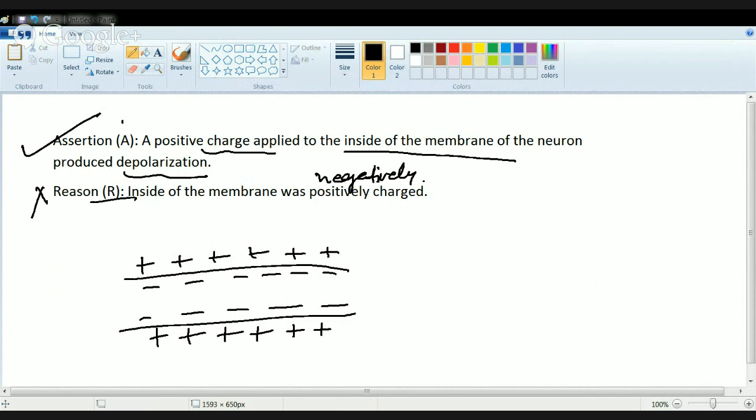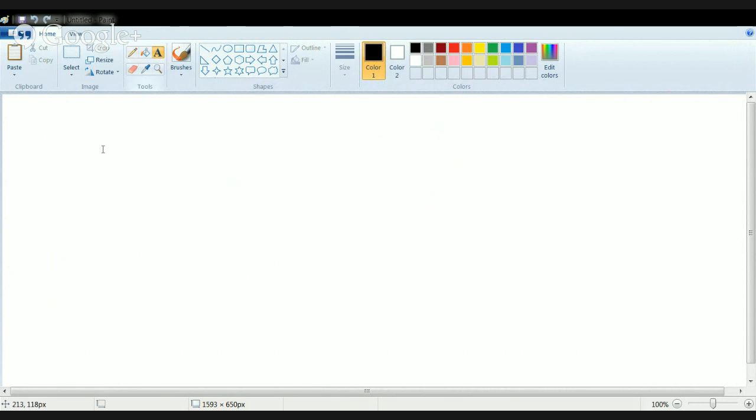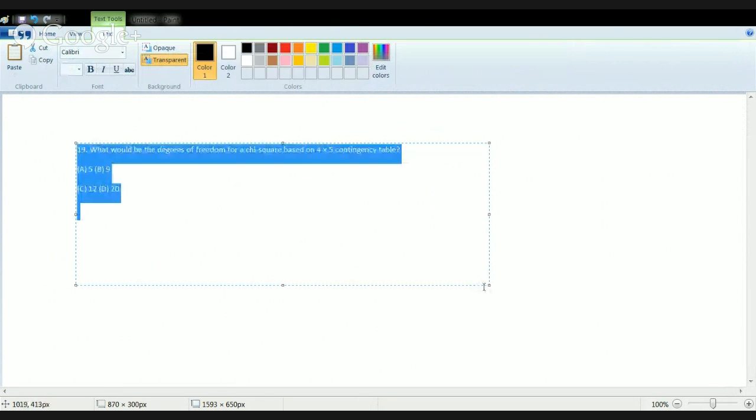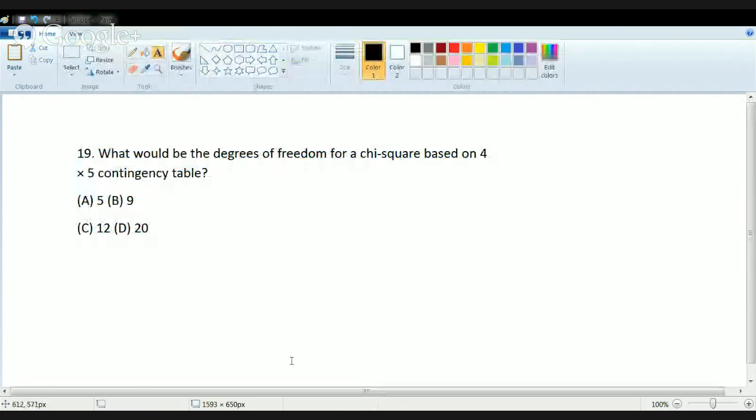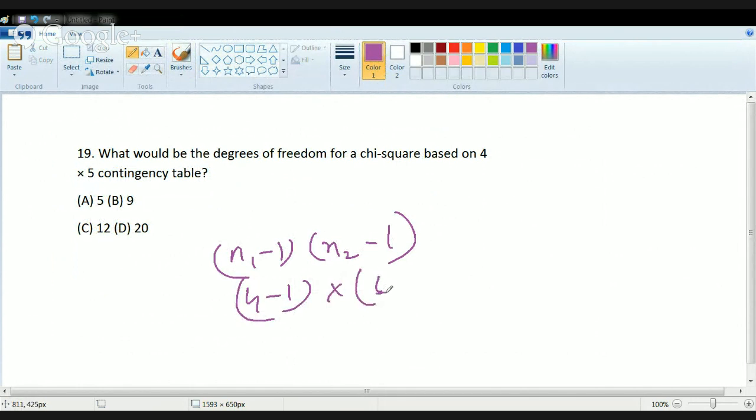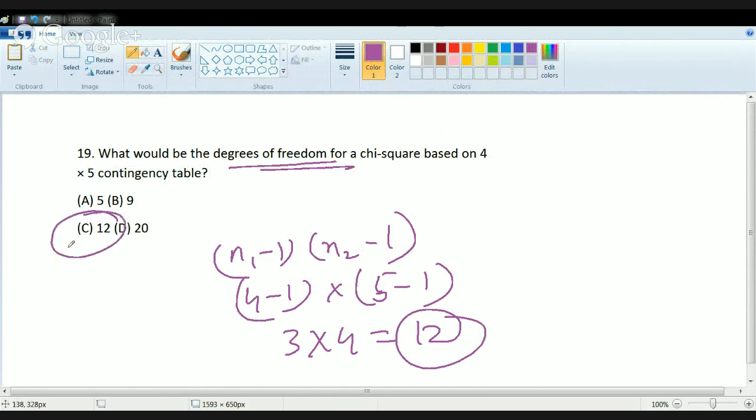The next question is finding the degree of freedom for a chi-square test. Now you have a chi-square table. For a chi-square contingency table, the simple formula to find the degree of freedom is (n1 minus 1) into (n2 minus 1). So you have (4 minus 1) into (5 minus 1). That's 3 into 4, that's 12. So the degree of freedom in this case would be 12. The next question.